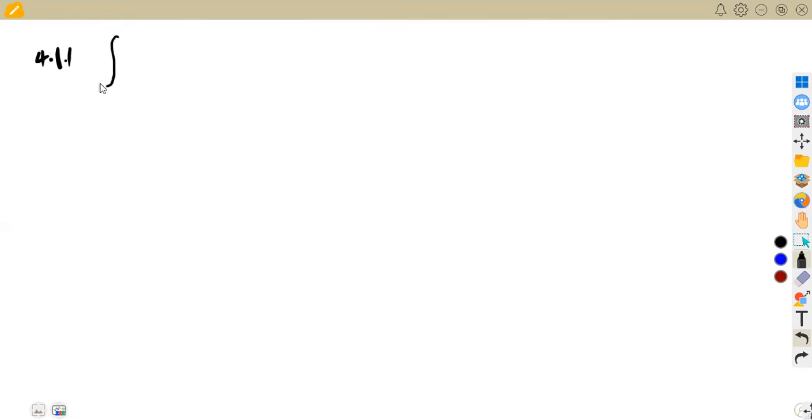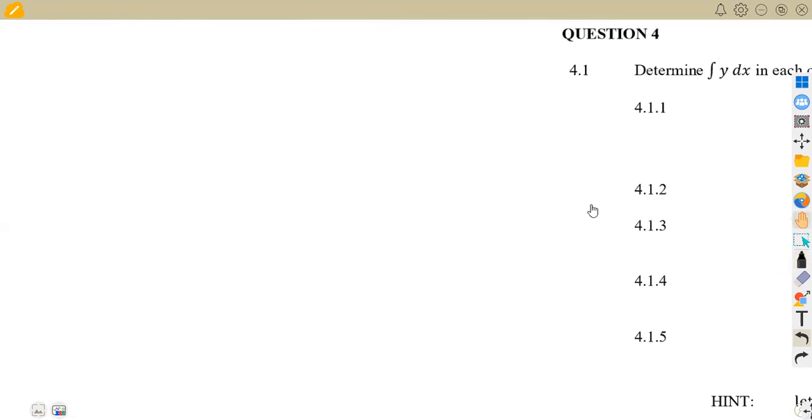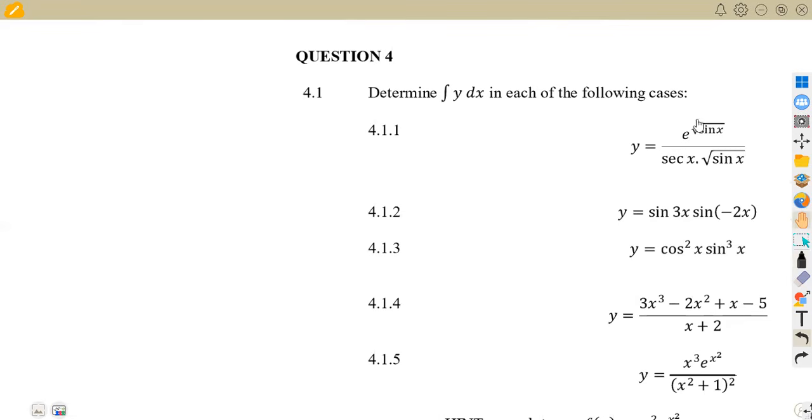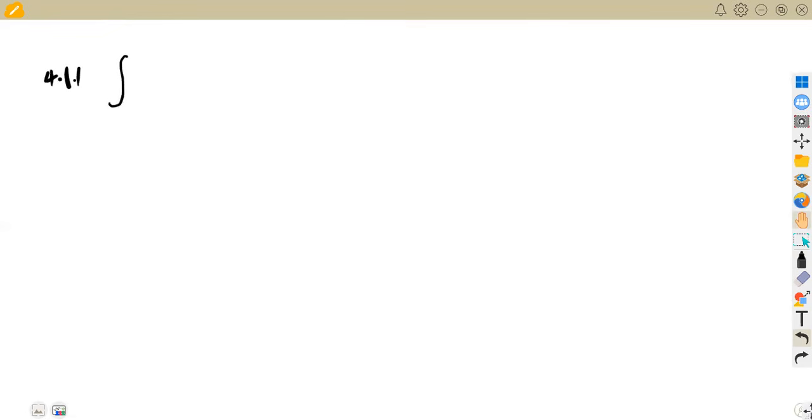Remember, we are given to integrate y, and y in this case is this expression: e to the exponent of the square root of sine x, everything over sec x times the square root of sine x. Everything is going to be integrated with respect to x.